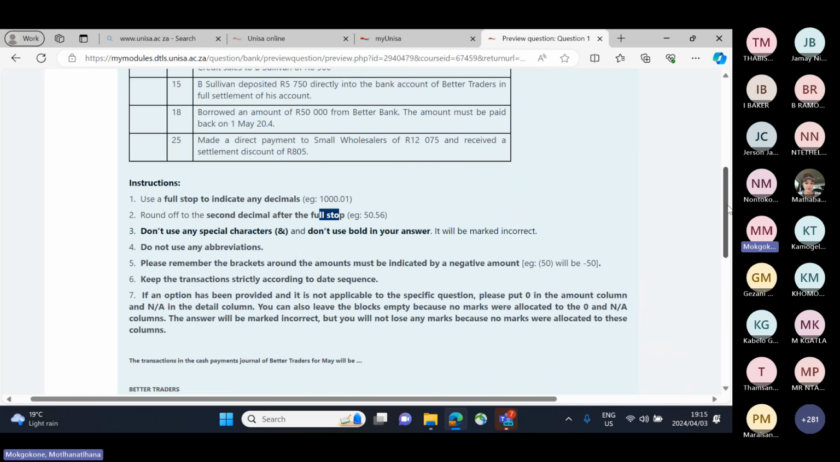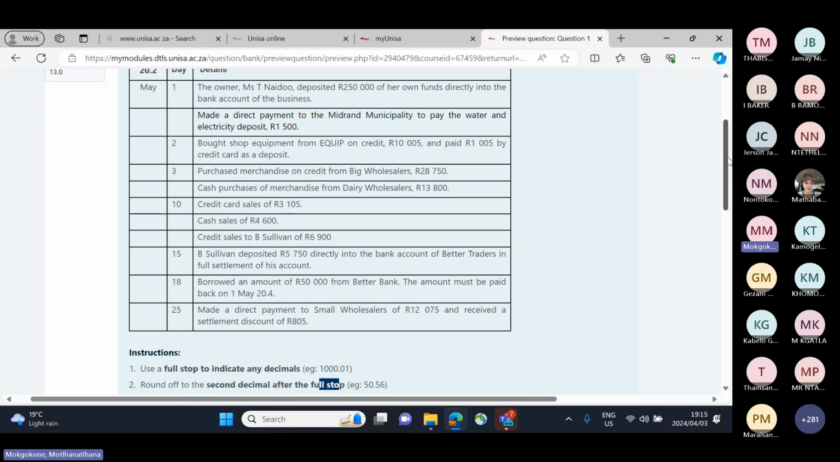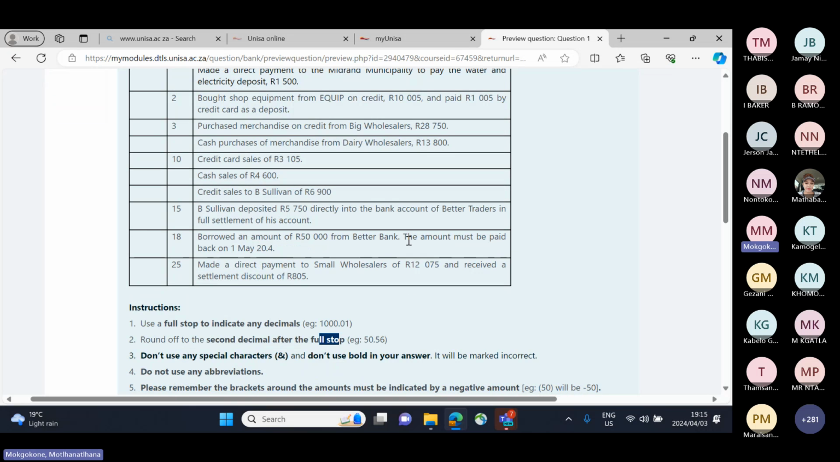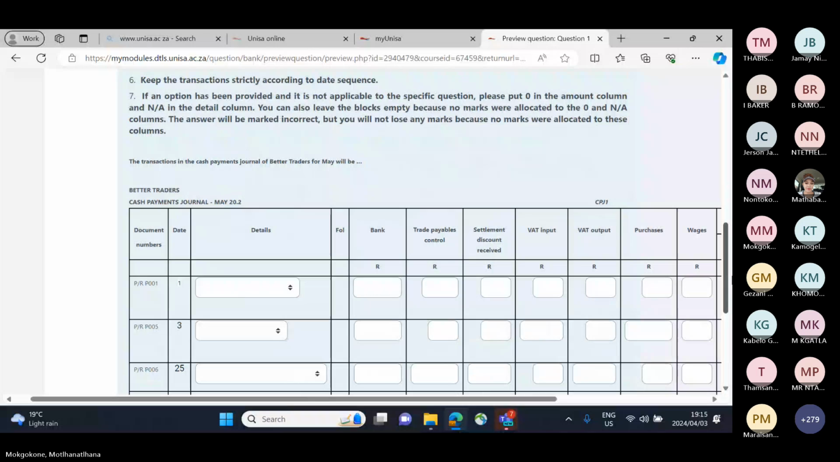Let's only deal with transaction number 1, not number 2, number 3. Let's deal with only one transaction. Is this transaction number 25? They're saying this occurred during the month of May, but first I must go and discuss here the document numbers. I'm discussing the columns.